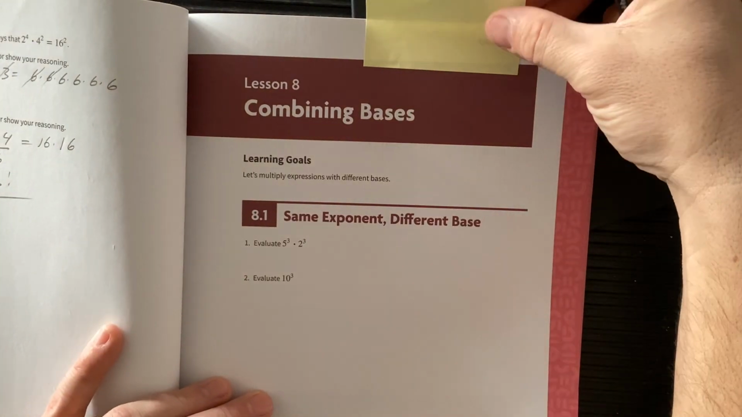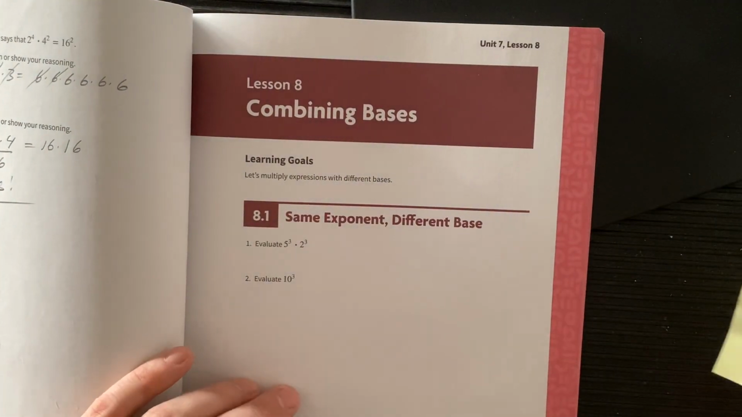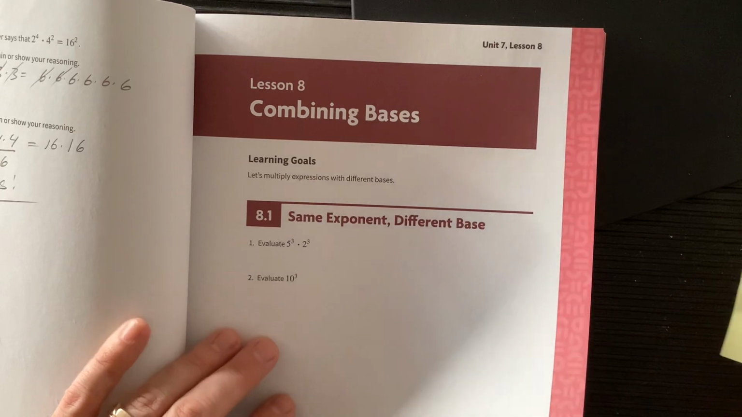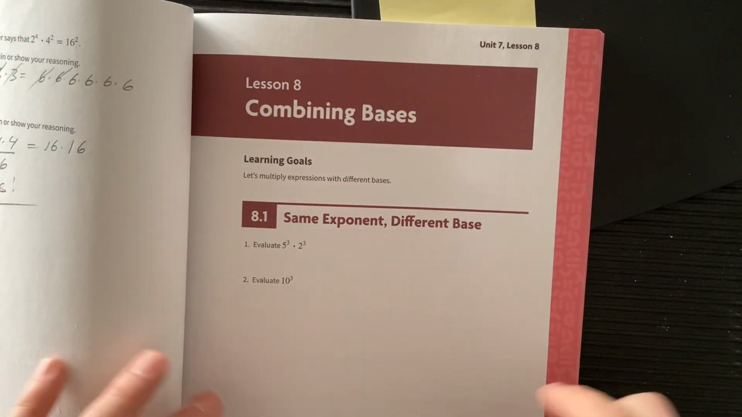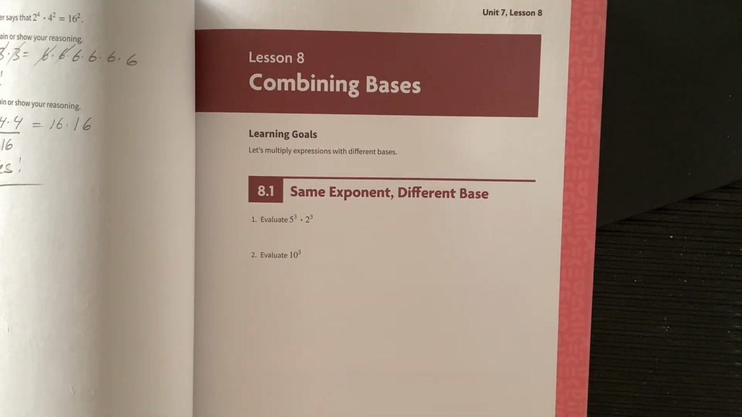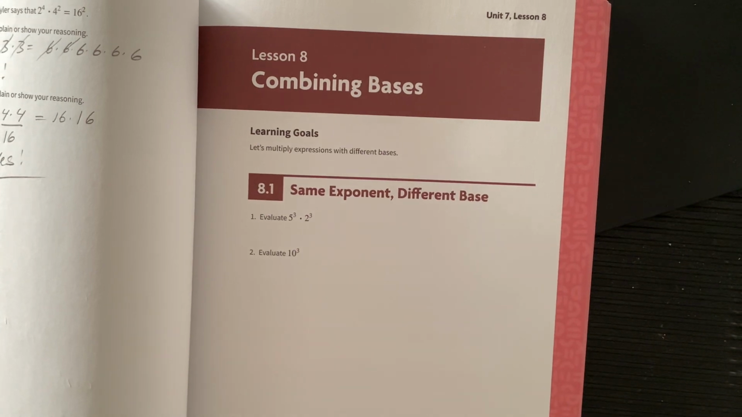All right, so page 59, same exponent, different base. So what do we do now? We haven't had that yet. 5 to the third times 2 to the third. Okay. Well, you should just evaluate each one independently.